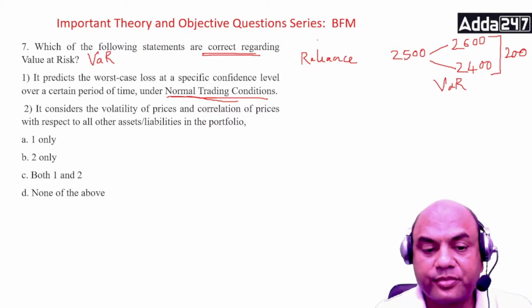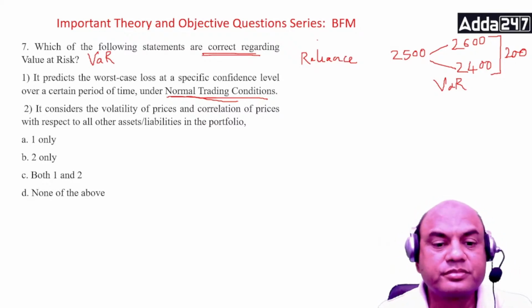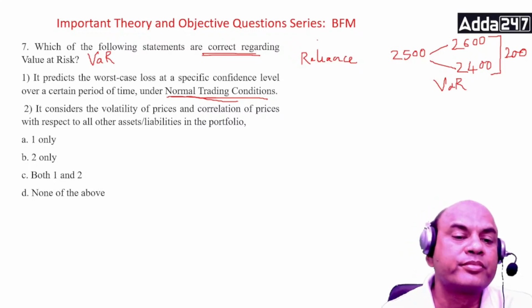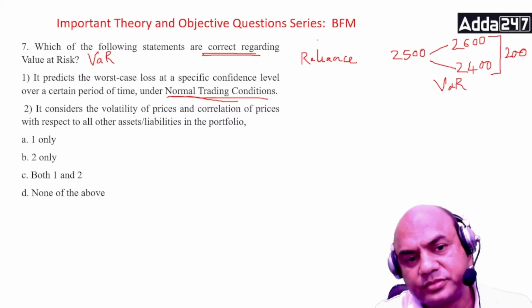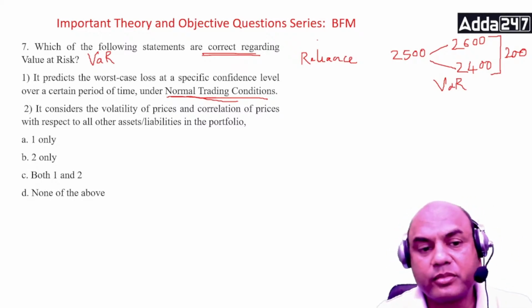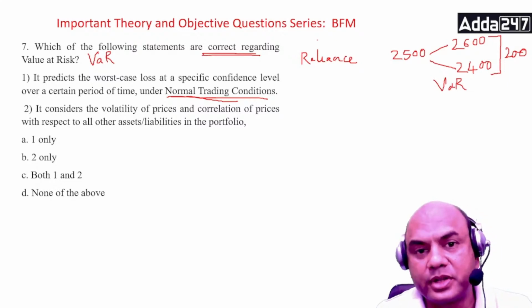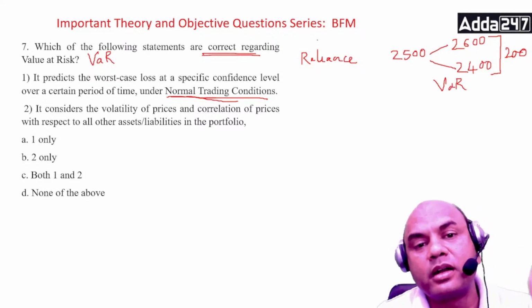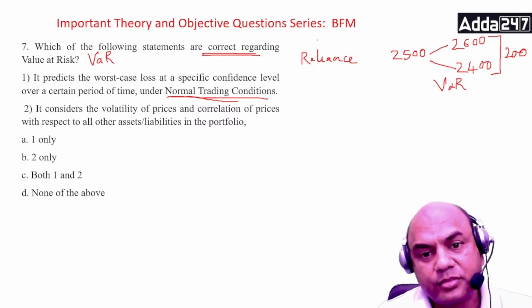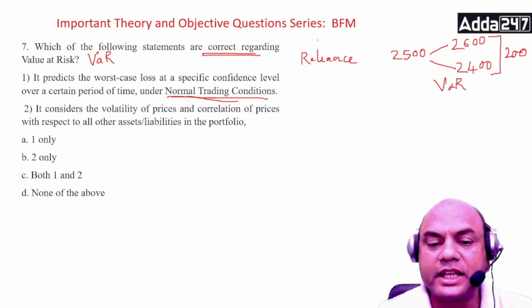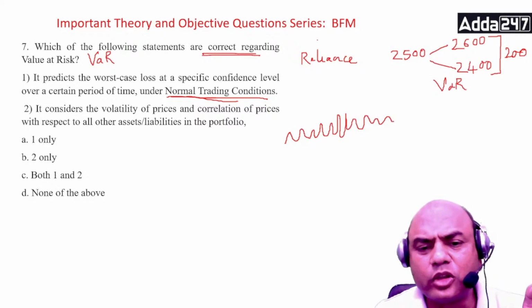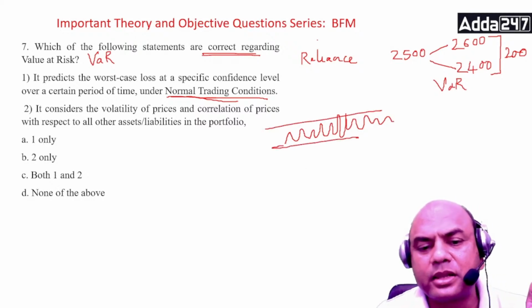Think over it. Which one is true? Always remember one basic. That's why I said module D. Module D gives you a much better picture about this. Okay. VAR is always applicable only in normal trading conditions. Means, see here, if my stock market Reliance share is fluctuating like this, so then it's normal trading conditions, lower limit this, upper limit this.